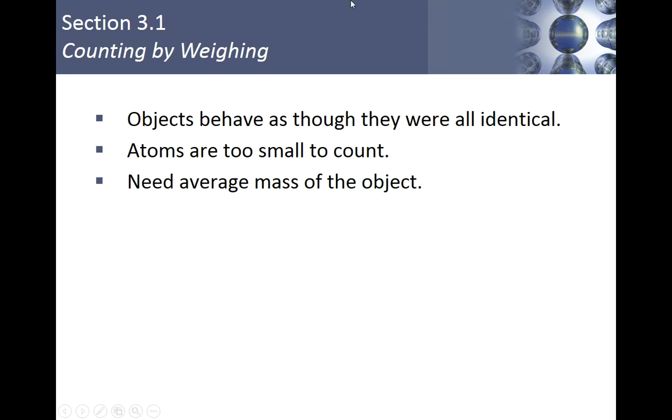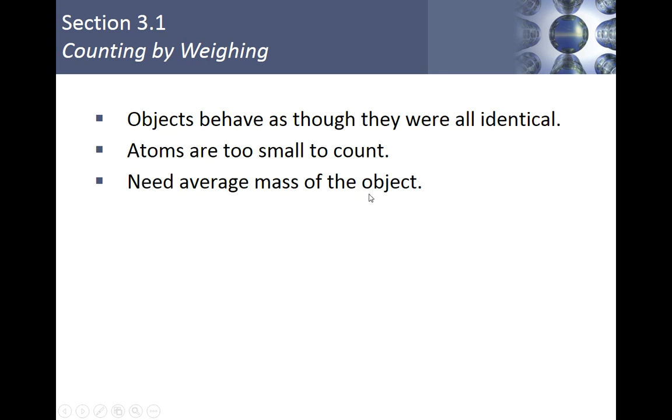So to do so, we're going to explore this idea of counting by weight. You would count by weight in these listed scenarios: when objects behave as though they're all identical, when atoms are too small to count, or if you need the average mass of the object.